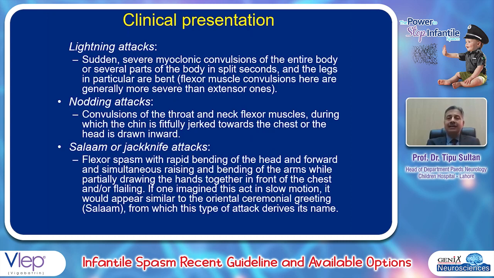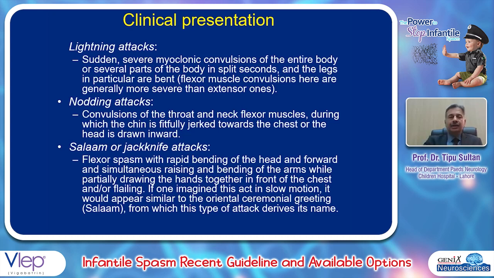So as I said, there are lightning attacks. In a lightning attack, there are severe myoclonic convulsions of the entire body and several parts of the body, and again the duration is just a few seconds. In nodding attacks, there are convulsions of the throat and neck flexor muscles, during which the chin is fitfully jerked towards the chest or the head is drawn downwards, like in the last slides. Salaam seizures or jackknife attacks occur in relatively grown-up children who are able to not only sit but also stand, and they behave like jerks, looking like a salaam, as in some Eastern Asian and Oceanian parts of the world.